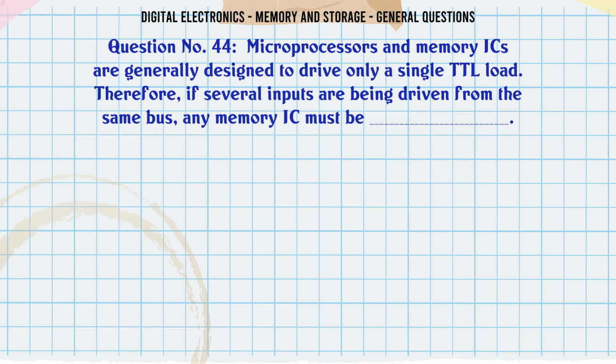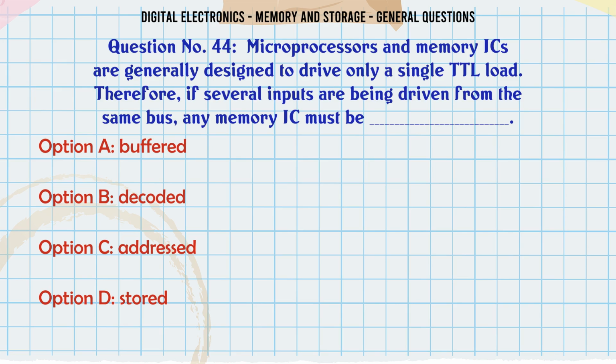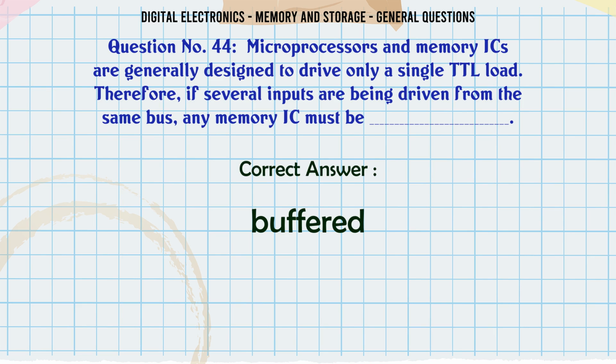Microprocessors and memory ICs are generally designed to drive only a single TTL load. Therefore, if several inputs are being driven from the same bus, any memory IC must be A. Buffered, B. Decoded, C. Addressed, D. Stored. The correct answer is buffered.